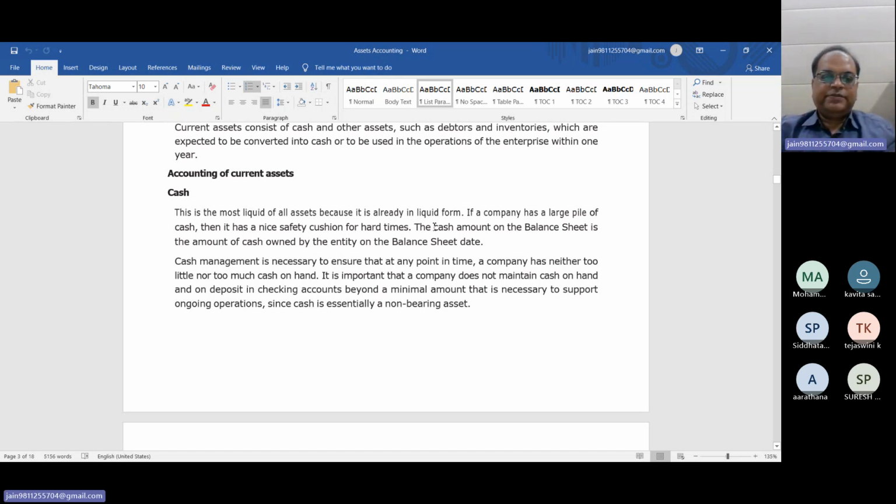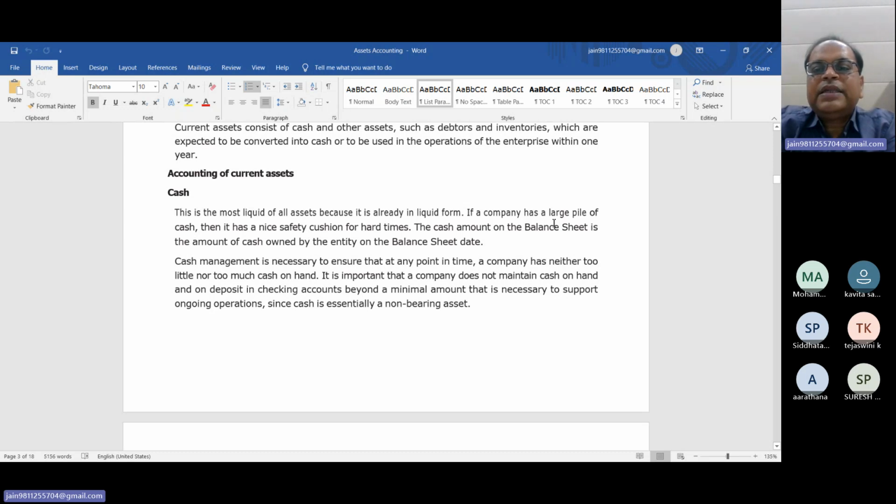Suppose the question is: the most liquid form of assets is, number one cash, number two debtors or accounts receivable or bills receivable, number three inventory, or number four prepaid expenses. So what is the correct answer? The correct answer is A, cash. This is the most liquid of all the assets because it is already in liquid form.